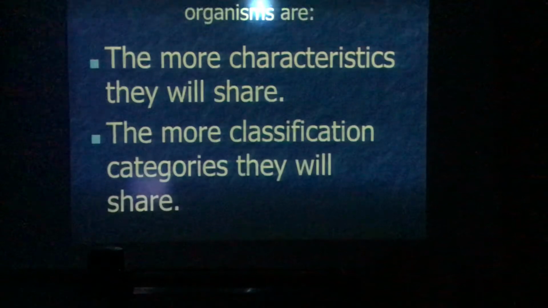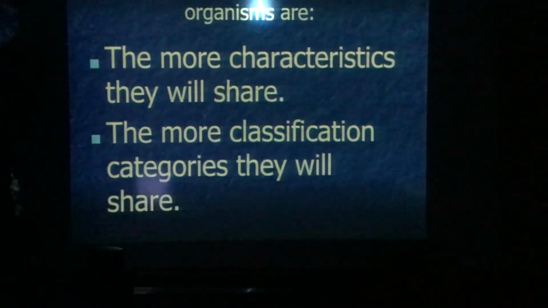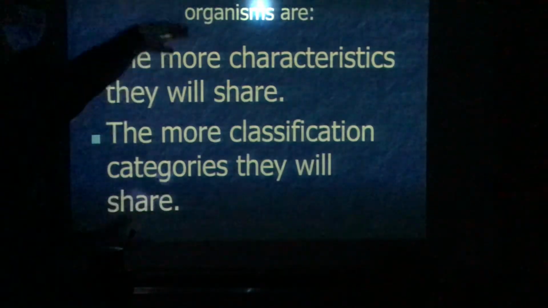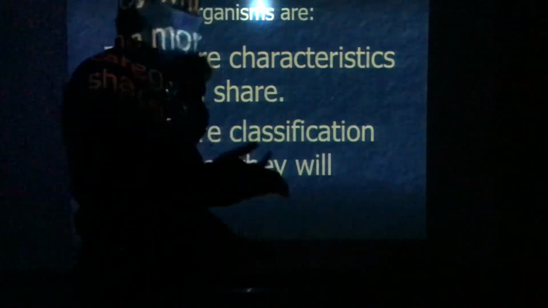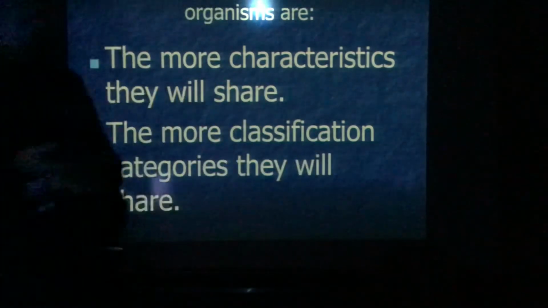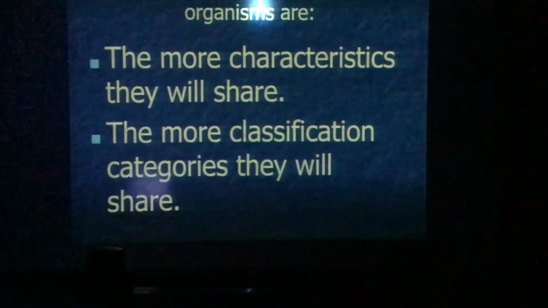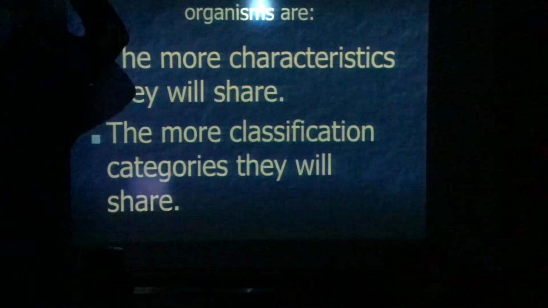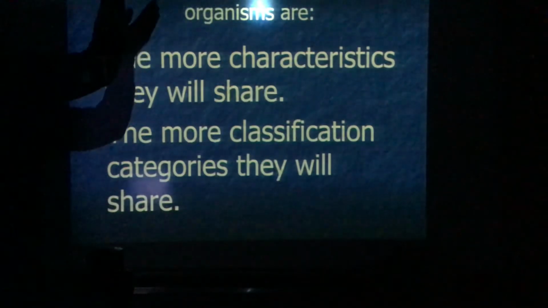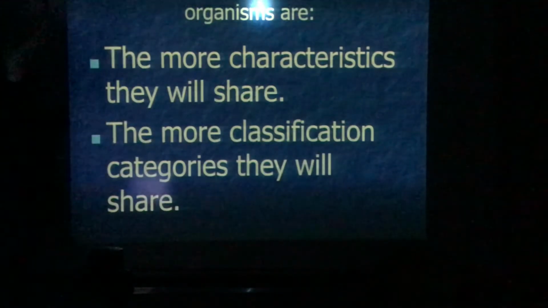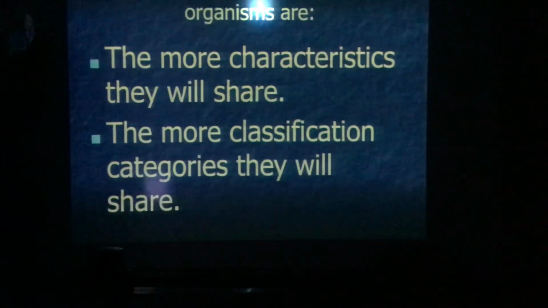All right, so here's what I'm saying. The more closely related two organisms are, the more characteristics they will share, and the more classification categories they will share. Are they in the same order? Are they in the same family? Are they in the same class? That type of stuff. Every time you go down a level from domain, think of the pyramid as upside down. I'm going from broad, domain, kingdom, phylum, class, order, family, genus, species, all the way down to one particular group. So that's what's going on now.